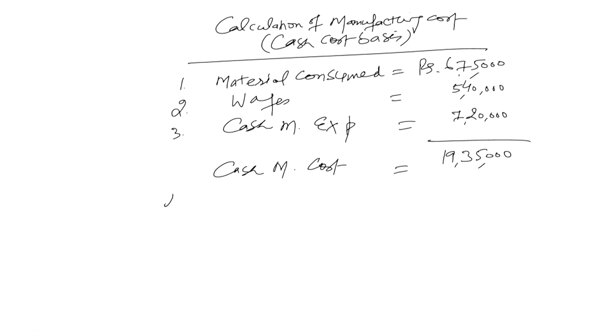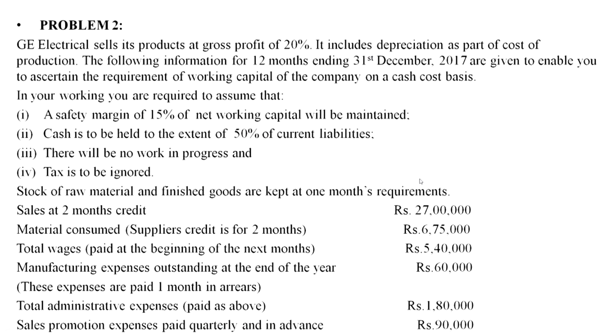Number 4, add administrative cost. So what is the administrative cost here? Administrative cost is given to us. Let us check. Total administrative cost is paid in 1 month arrear, but the total cost given to us is 180,000, and then the second head of expense, which is an indirect expense, is sales promotion expense, paid quarterly in advance. So this is 90,000 rupees. This is the total sales promotion expense.